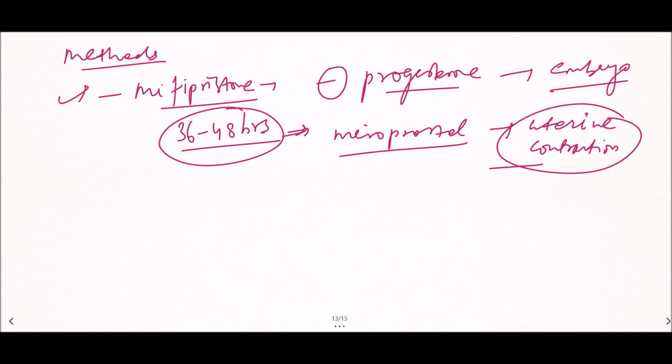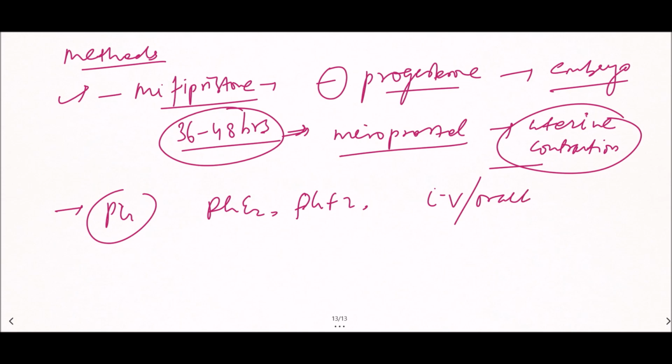Now, various derivatives of prostaglandins like prostaglandin E2 and prostaglandin F2 are responsible for induction of labor and abortion, and they can be given IV or orally. So these are the derivatives of prostaglandin which can be used for therapeutic abortion. Now, sometimes there may be manual vacuum aspiration. This is another technique that can be used for therapeutic abortion.